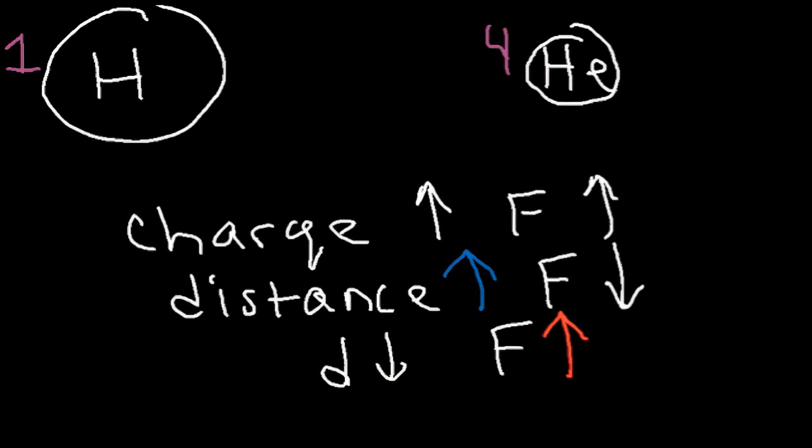Now let's think about what this means. Inner core electrons that are very close to the nucleus will feel a very strong force of attraction between themselves and the nucleus. Whereas electrons that are away from the nucleus, like valence electrons, will feel a relatively weak force of attraction to the nucleus since they're further away.